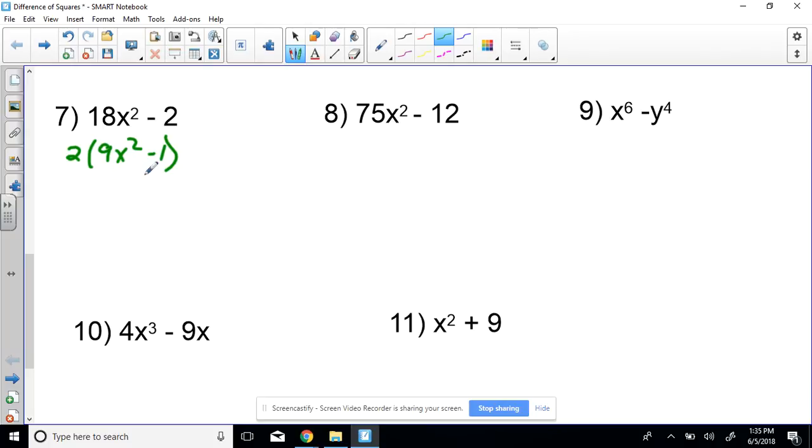Now look inside the parentheses. Can I take the square root of everything inside the parentheses? All right, so we have 2 parentheses. The square root of 9 is 3. The square root of x squared is x. Minus the square root of 1 is 1. So my next set of parentheses will be 3x plus 1.